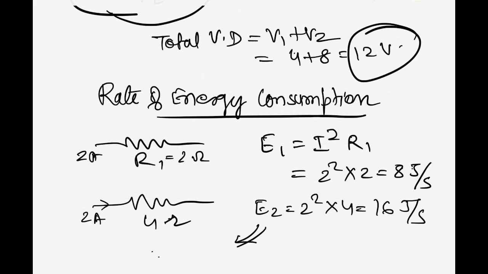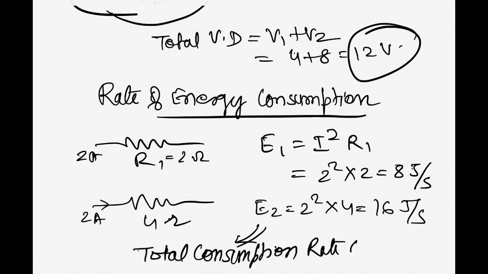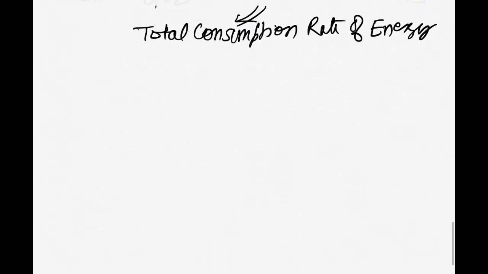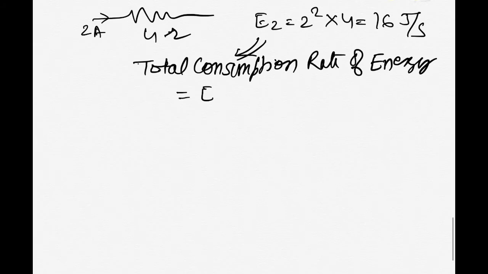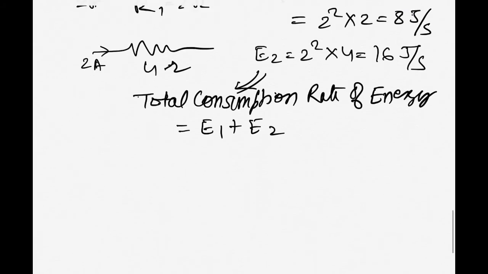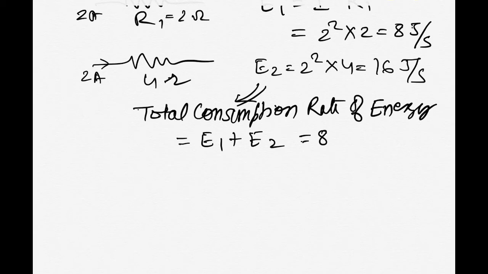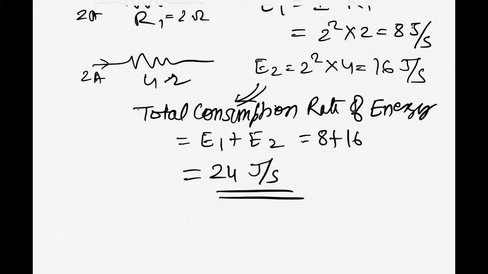Now if I total it up, the total consumption of the circuit load will come out. So the total consumption rate of energy will become equal to E1 plus E2, and this is equal to 8 plus 16, so this is 24 joules per second. So this is the rate of energy consumption by these two resistors in series.